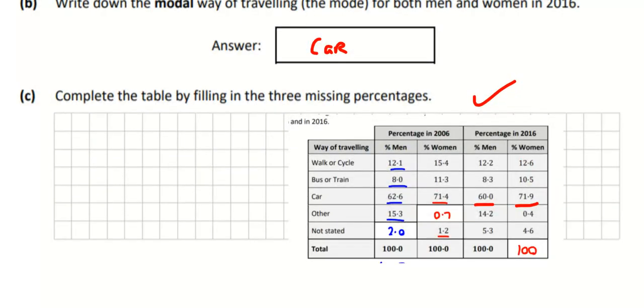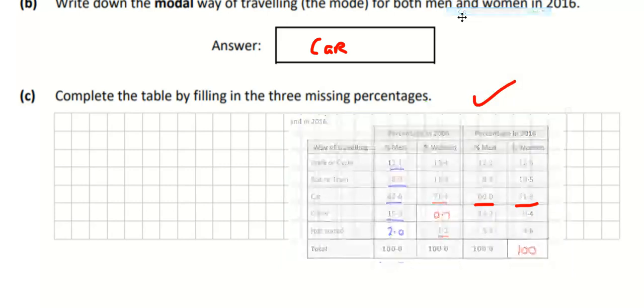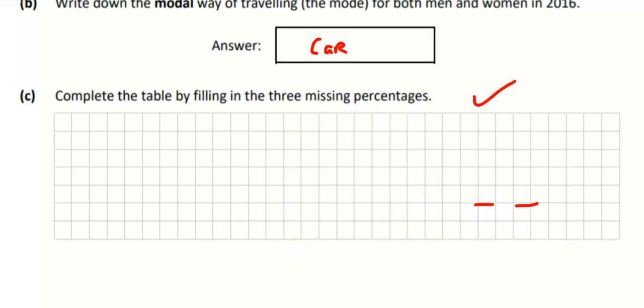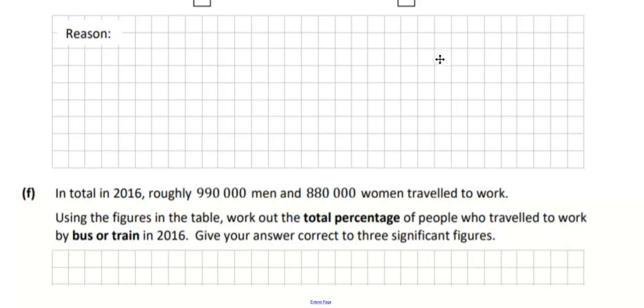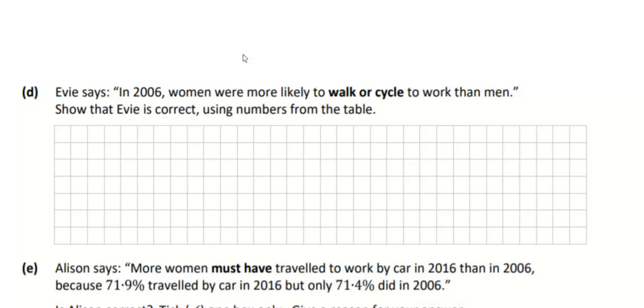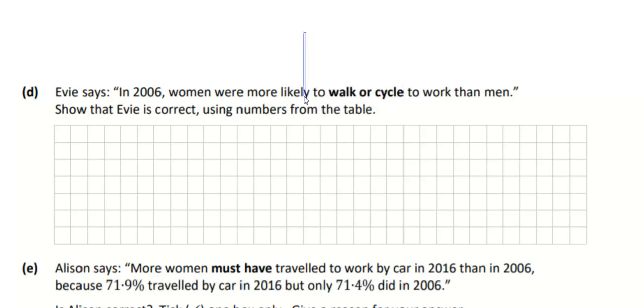Okay, now we're on to part D. So once again, I'm just going to take my information and bring it with me. Okay, now we're on to D. And Evie says, in 2006, women were more likely to walk or cycle to work than men. Show that Evie is correct using numbers from the table. Okay, let's see what we can do here.